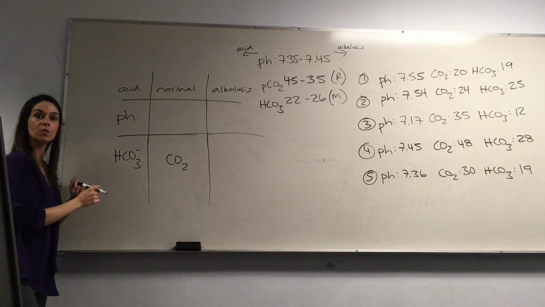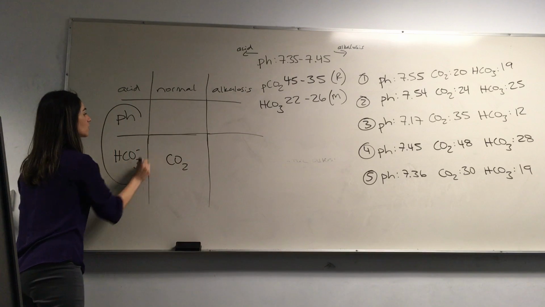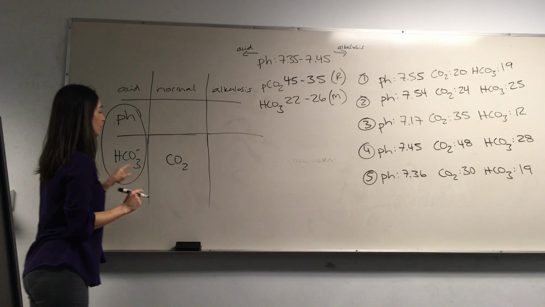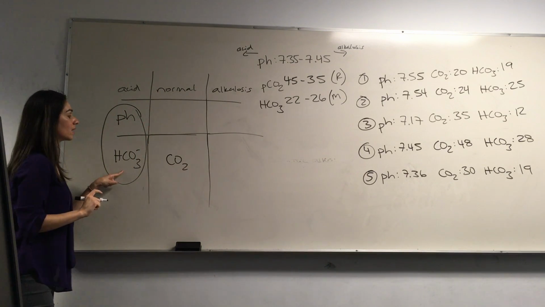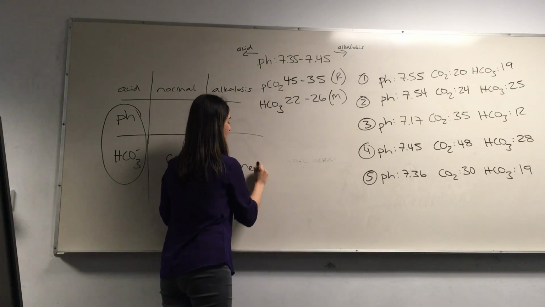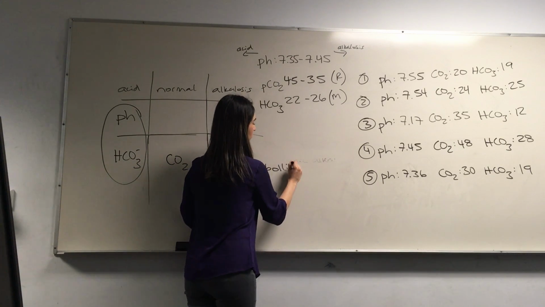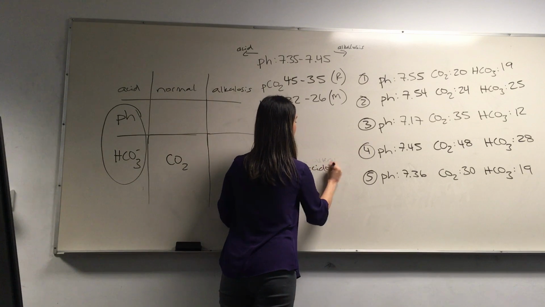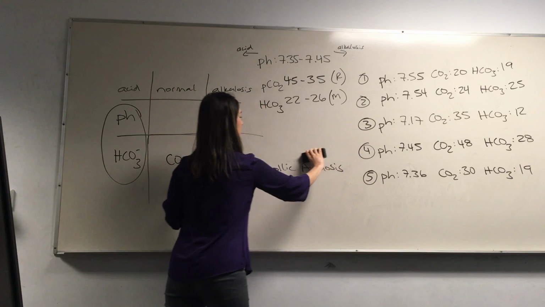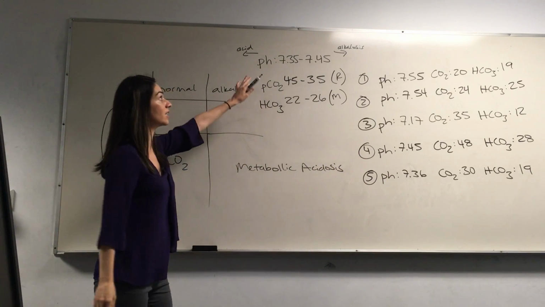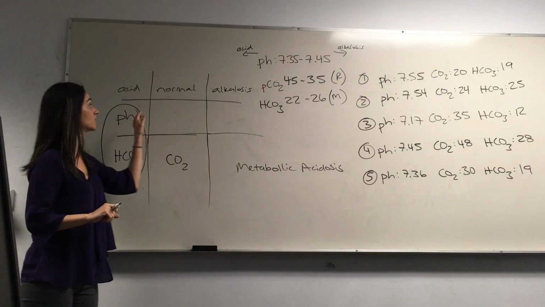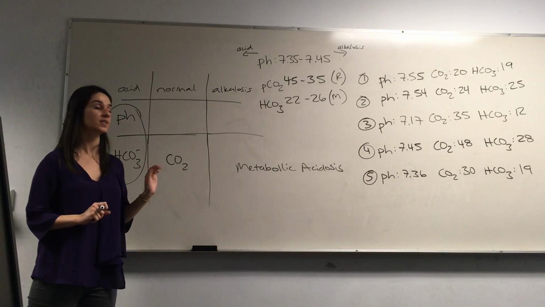You always circle what's under the pH to determine the disorder. And we know the kidneys control bicarb. So you're going to put M for metabolic acidosis. So we have metabolic acidosis, and again, it can only be fully compensated if our pH had gotten back to the normal range. Our pH is not in the normal range, our pH is acidic, so it cannot be fully compensated.